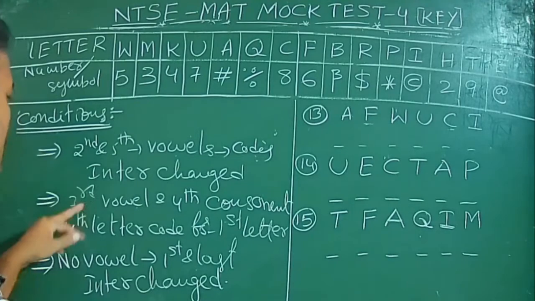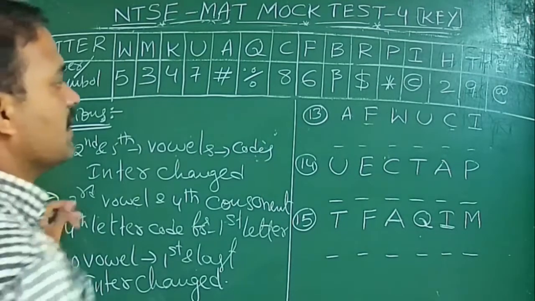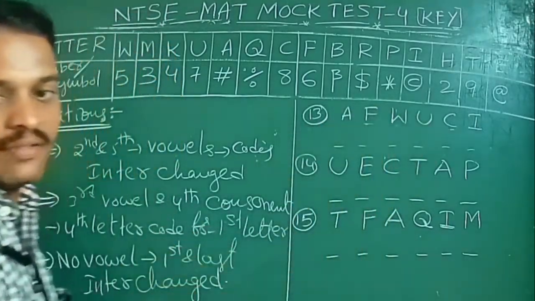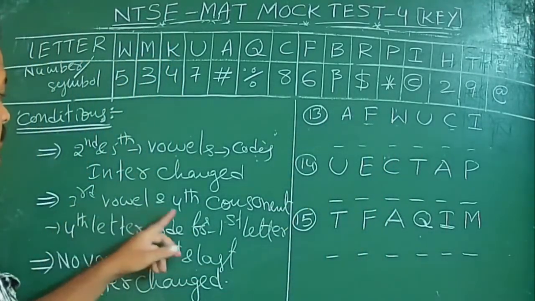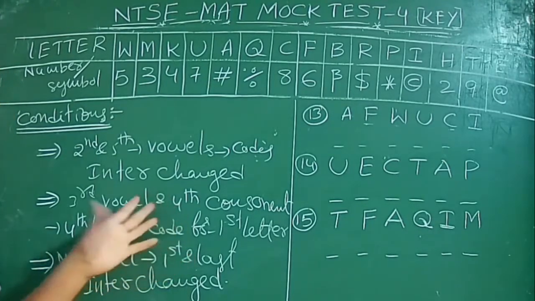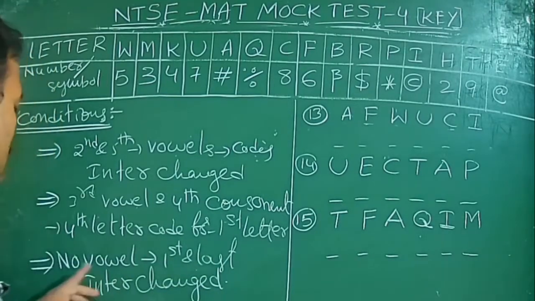Then what is the second condition? Third and fourth letter. So is the third letter a vowel? 1, 2, 3. Third letter is a vowel? No, there is no vowel in the third letter. And the fourth letter is consonant. Okay. Fourth letter is consonant. So the second condition is also not possible. Then go for the third condition.